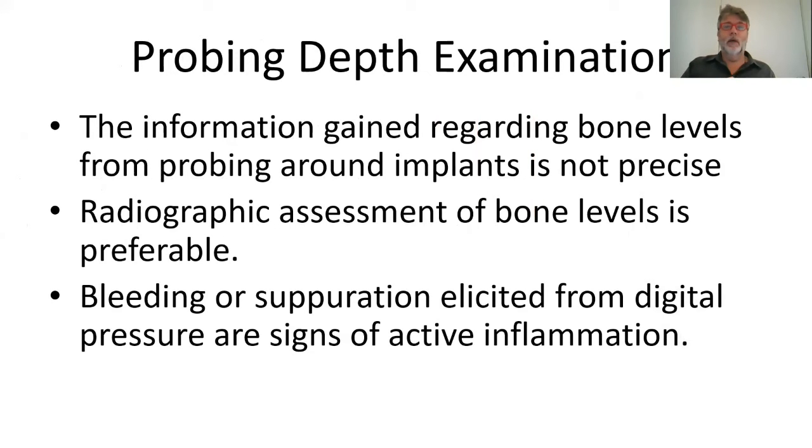So, probing depth examination. The information gained regarding bone depths from probing is not precise. So all this does is give you an indication, but if you really want to know where your bone is, you then move on to your radiographic assessment. So if that probing shows you there's a problem, you then start to take your radiographs. And obviously if you have bleeding or suppuration, that's elicited either from the probe, or sometimes you can just press your finger on it, and that's enough to start the thing going.